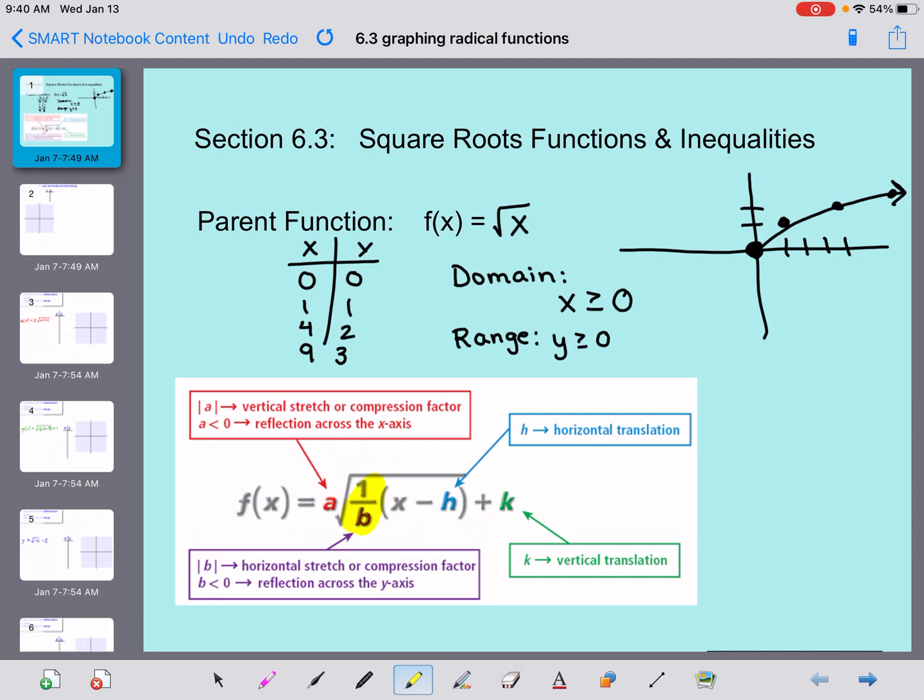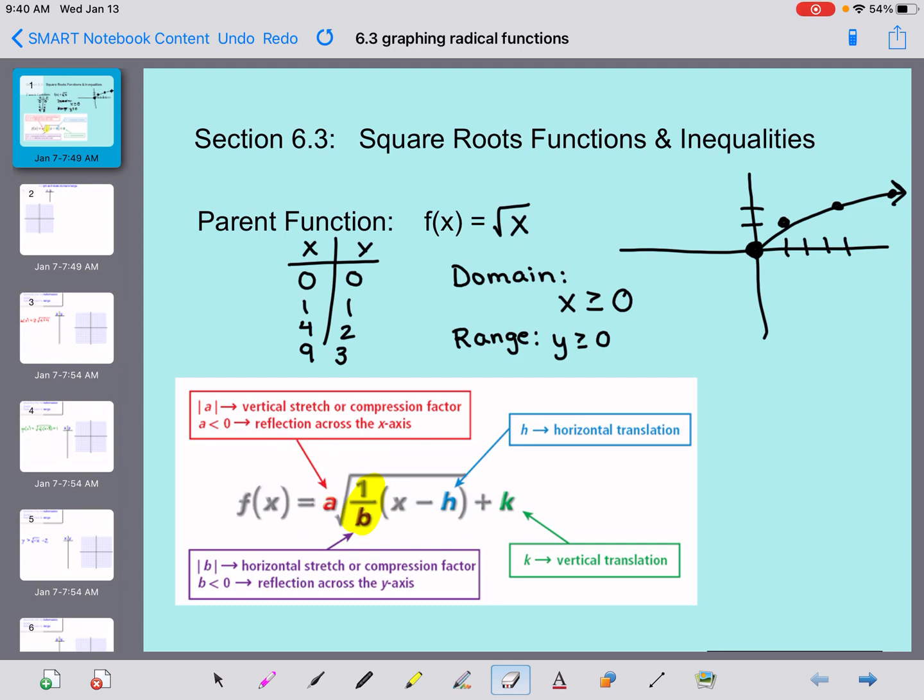This number, if there's a negative here, which we're not going to do that. Oh, are we? Oh yeah, we are. If there's a negative sign in this position, so meaning if there's a negative sign under the radical, then that is a reflection over the y-axis. So we will do that.